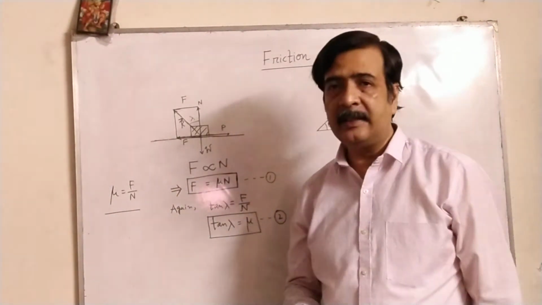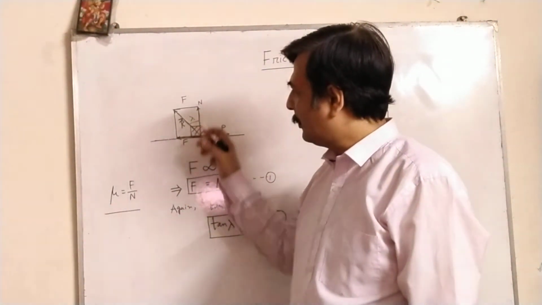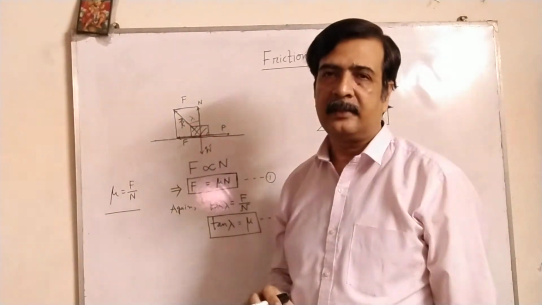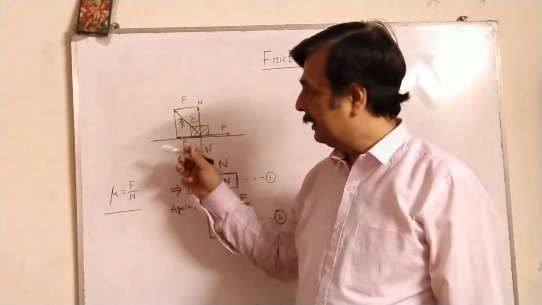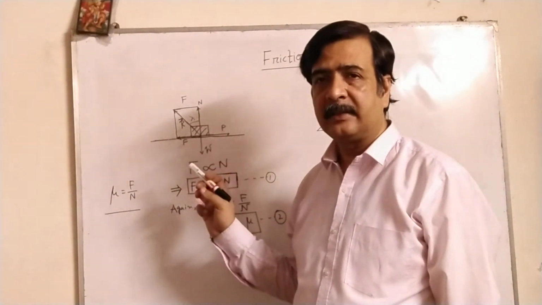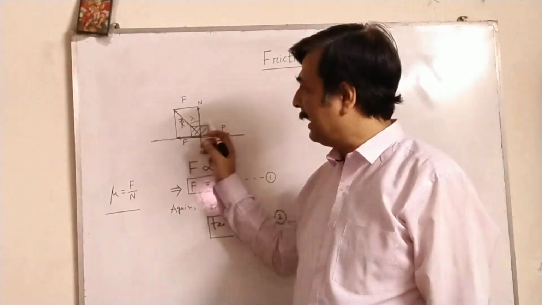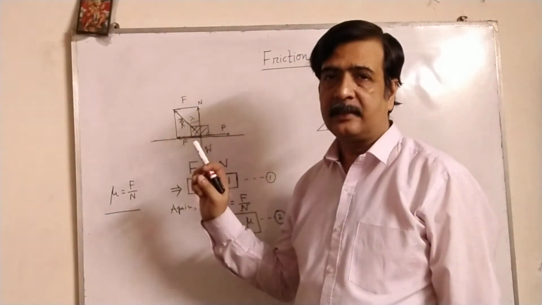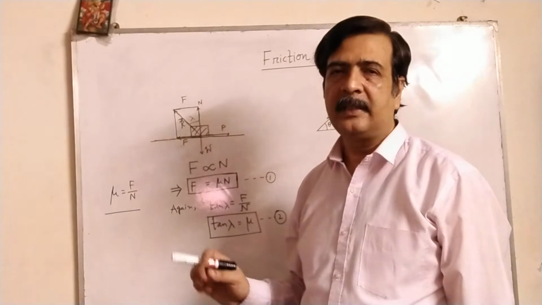Now another important concept, angle of friction. Here we can see that between the normal reaction and the force of friction, there is a resultant R. If we apply the parallelogram law, then the angle between the resultant vector R and the normal reaction is called the angle of friction. R is found from N and F. The angle between R and N is the angle of friction, and it is generally denoted by lambda.